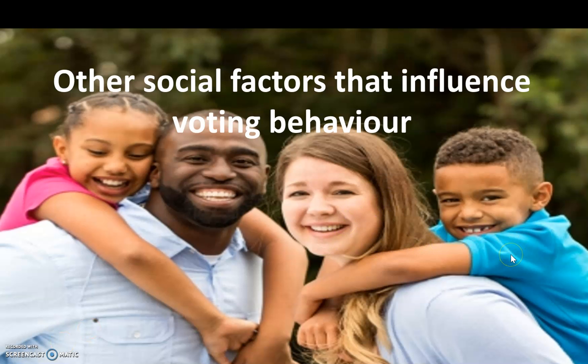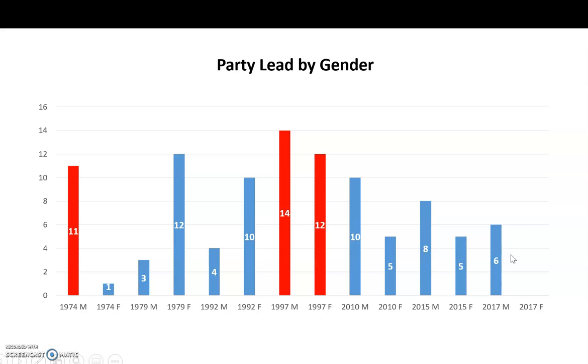So we've got a picture here of a family. Right, so gender first of all. This obviously is male or female. At the bottom we can see here you've got election 1974 M, 1974 F, 1979 M, 1979 F, etc., etc. And the blue bars mean the percent difference of females or males who voted for a party.